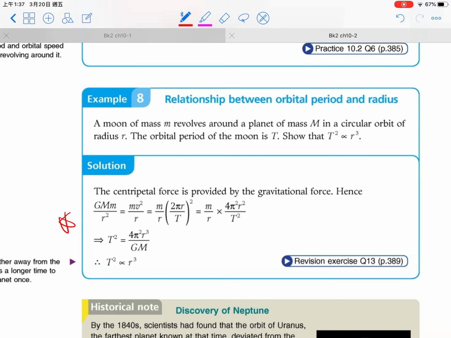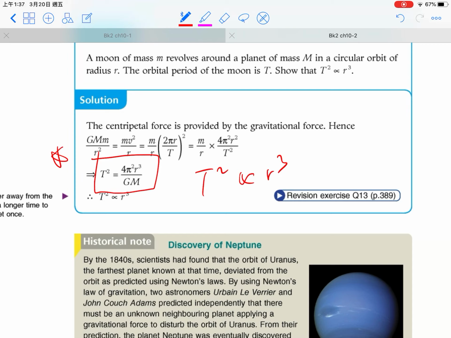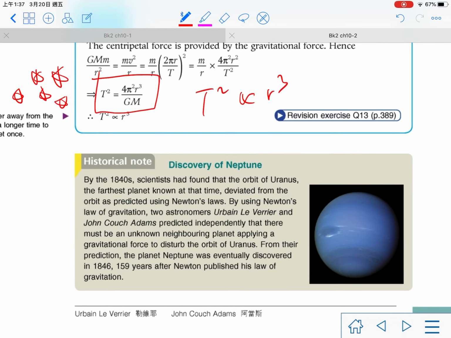Example 8. I think this is a very important example. You need to derive this equation, that is T squared is directly proportional to r cubed. This is a very important relationship. You must have a try for this. You need to know how to derive the equation. It will cost about 2 or 3 marks in the DSE exam.